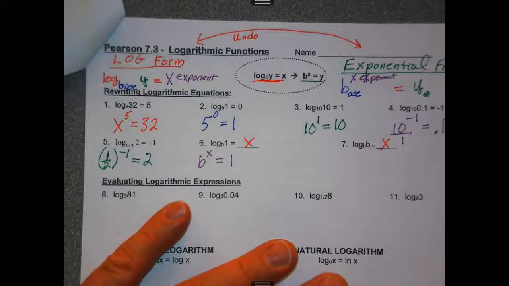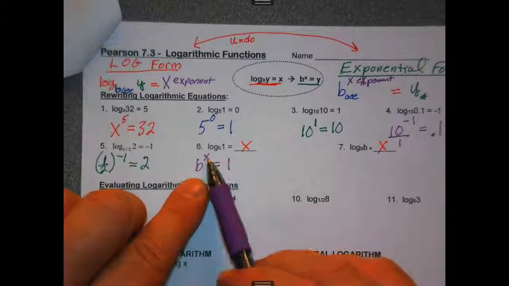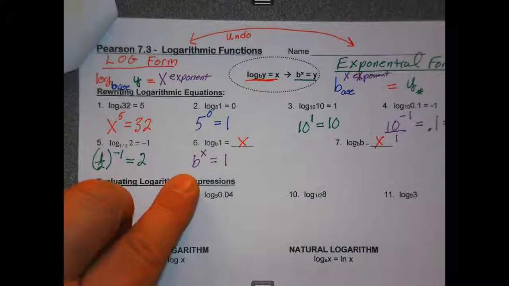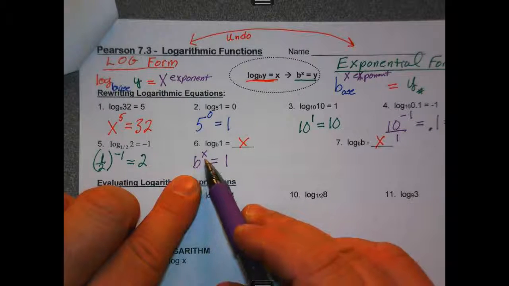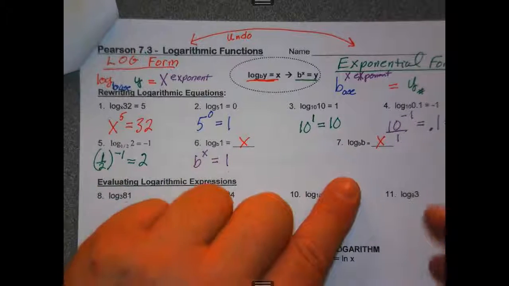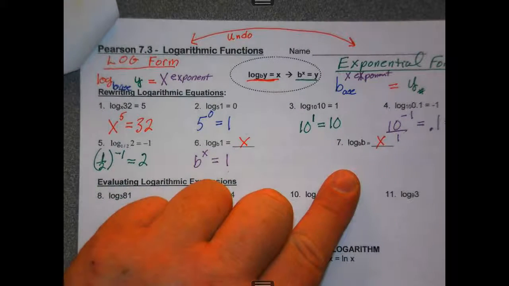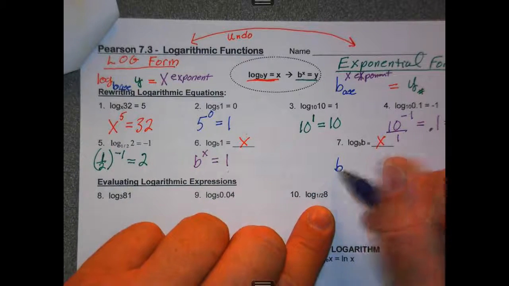Anything raised to the 0 power is 1. If x was 1, what would b be? If I had b to the first, this would be b. Okay. All right, number 7. You're going to have b. What's my base? What's my exponent?